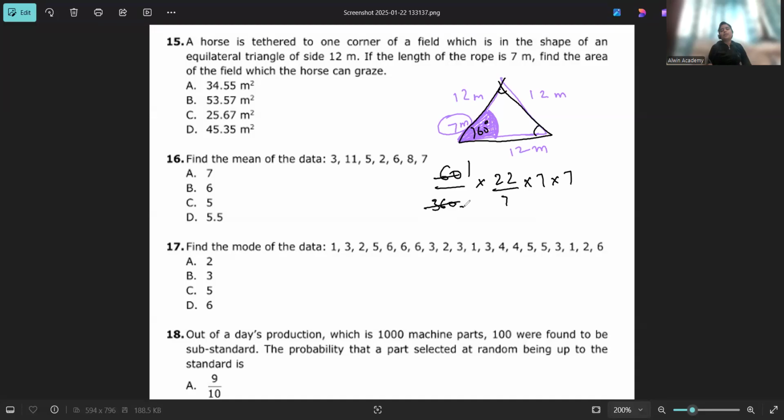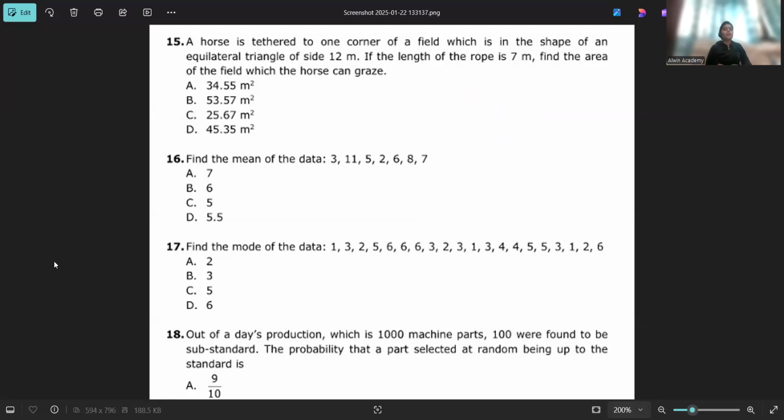Now 60 ones are 6, 6 sixes are... 7 ones are 7, 7 ones are 7, 3 twos are 6, and 2 elevens are 22. Here we have 77 by 3, which is approximately 25.666. So we can say 25.67, option number C.